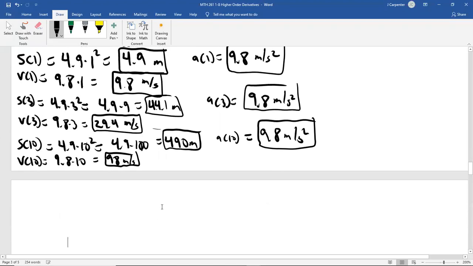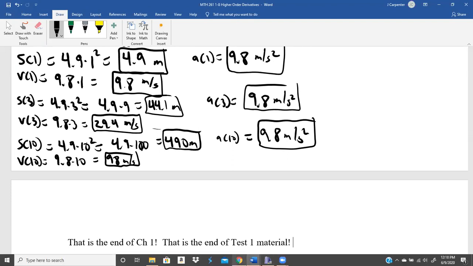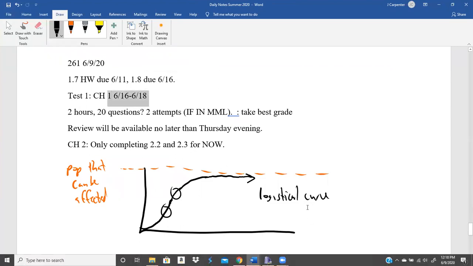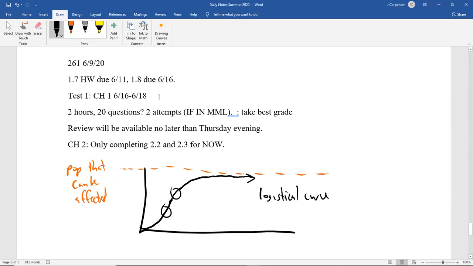So with that being said, that is the end of chapter 1. That is the end of test 1 material. Once again, I've already said your review material will be posted by Thursday evening, no later than that. Your first test is going to be available from 6/16 to 6/18. So that is, if you pull up a calendar, next Tuesday through Thursday, and it'll be due by 11:59 p.m.